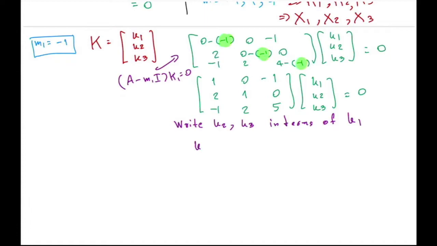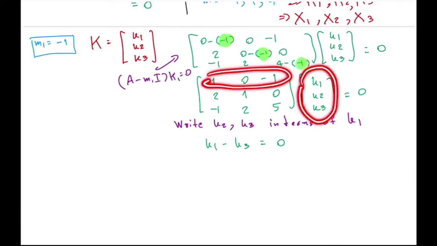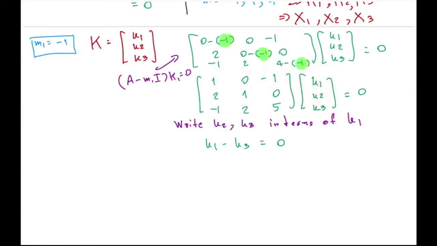So we have K1, let me use another color. K1 minus K3 is 0. It's from this times this. So we get K1, and then we get 0 K2, which disappeared, and then we get minus K3. Right? We multiply the matrix, basically. So we get 2K1 plus K2 equals 0, and minus K1 plus 2K2 plus 5K3 equals 0.